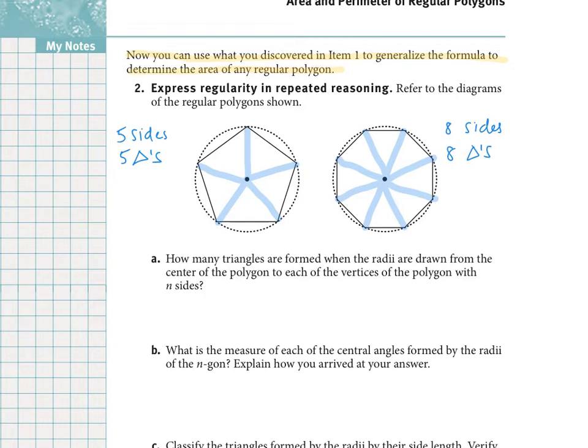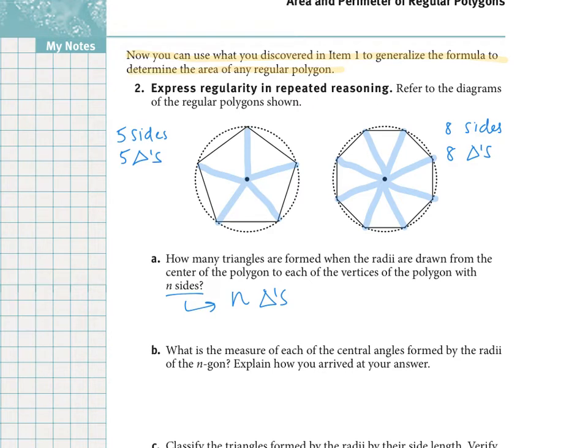So let's look at question A. How many triangles are formed when the radii are drawn from the center of the polygon to each of the vertices of the polygon with n sides? Well, how does the number of sides relate to triangles? Looking at this, they're exactly the same. Even if we look at our second example, they're exactly the same. So we know we have n triangles. If we're given n sides, then we're going to have n triangles.